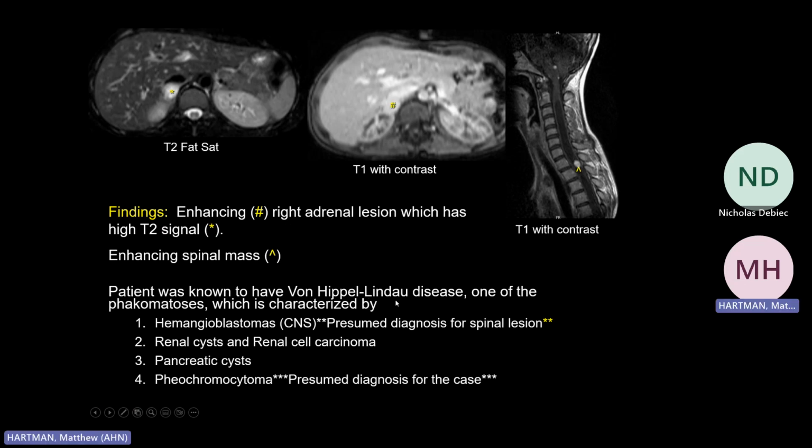We remember von Hippel-Lindau disease from Step 1. It is associated with a tumor suppressor gene and has increased chances of getting hemangioblastomas in the CNS, like this case, renal cysts and renal cell carcinoma, pancreatic cysts, and pheochromocytoma, like this case.